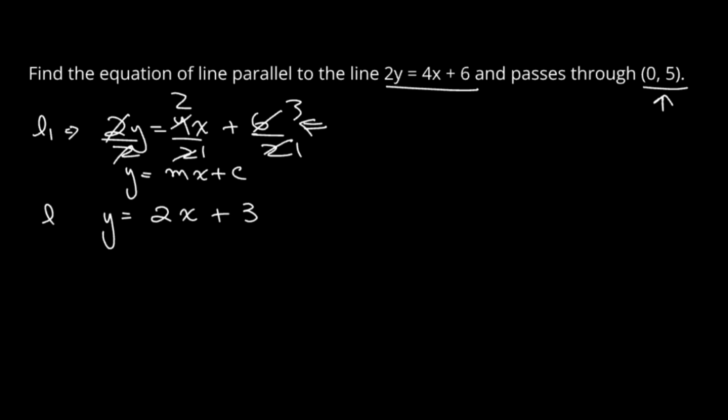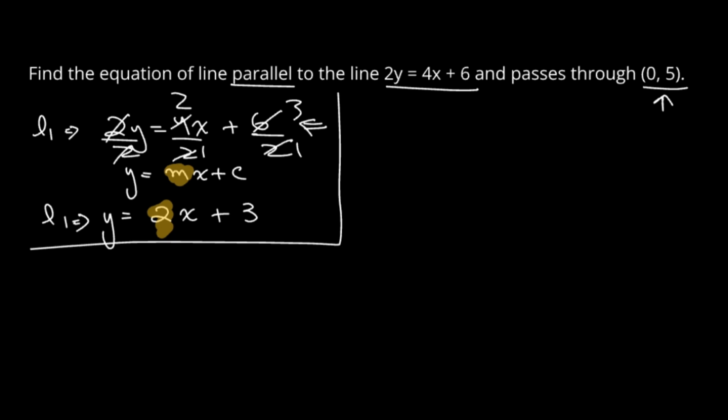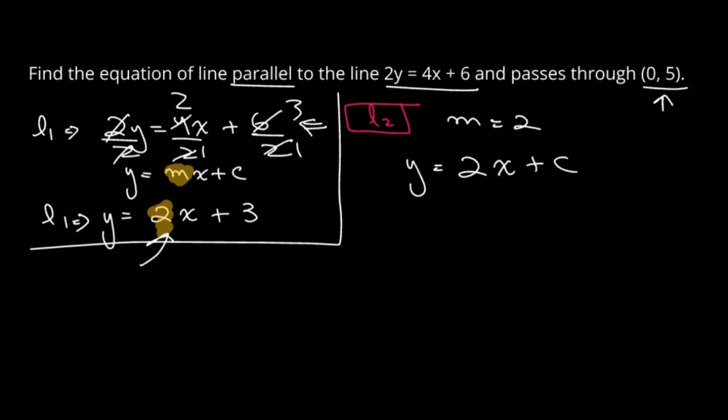2x plus 3. Now the gradient of this line is 2, which means that the line parallel to this will also have a gradient of 2. Now let's call the parallel line L2, and the gradient of L2 is 2, just like the line L1. That means L2 will also have the equation in the form y equals mx plus c, where m equals 2. So this becomes y equals 2x plus c.